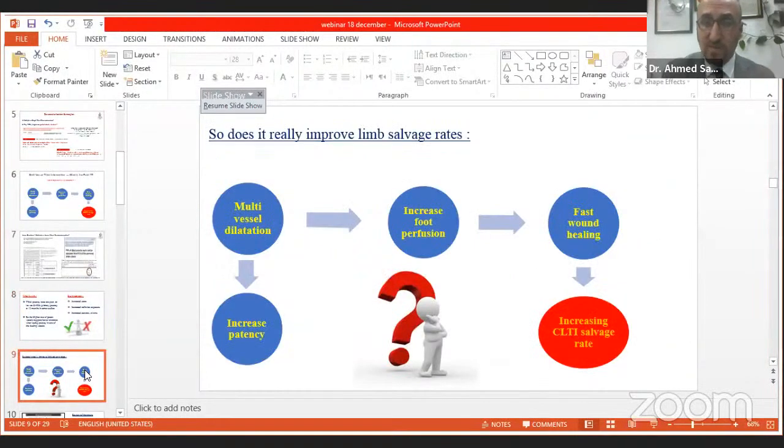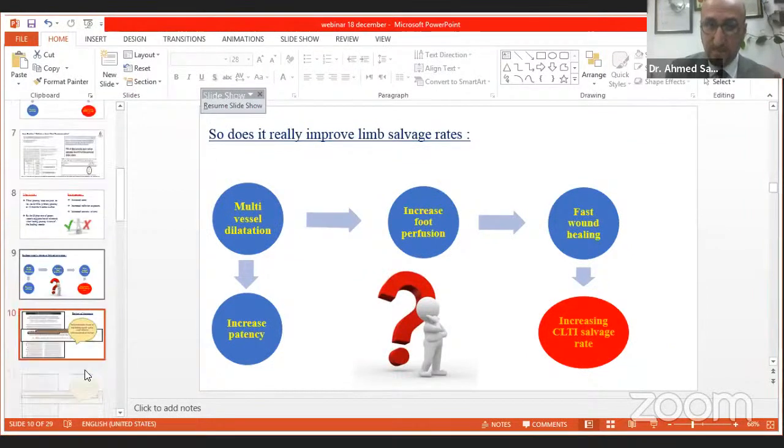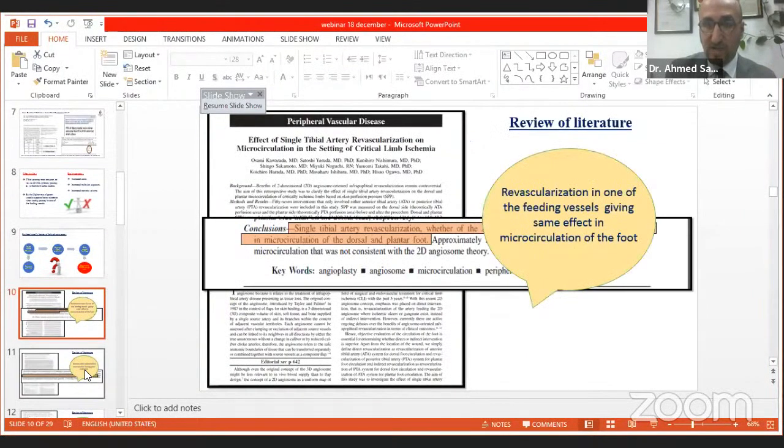So going back to the same question, does it really increase the limb salvage rate? We have to go to the review of literature, and let's start with this study published in 2014, effect of single tibial artery revascularization on microcirculation, and the conclusion was that revascularization of one of the feeding vessels gives the same effect in microcirculation of the foot.